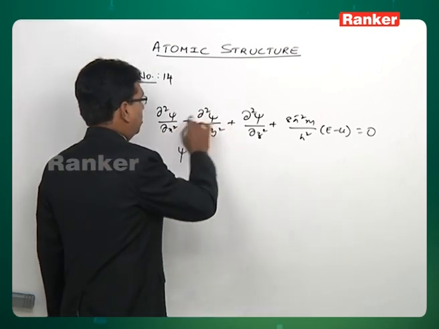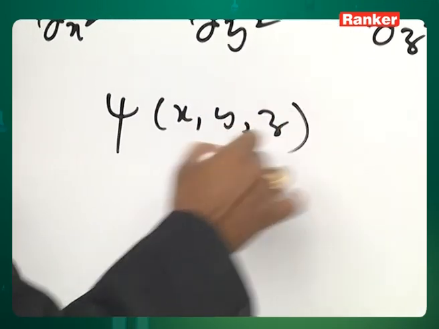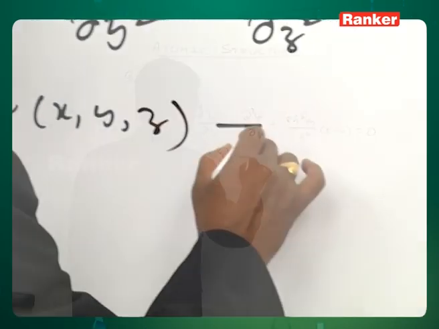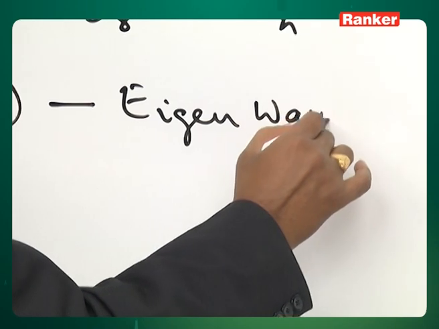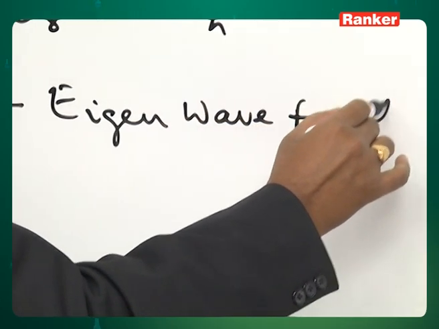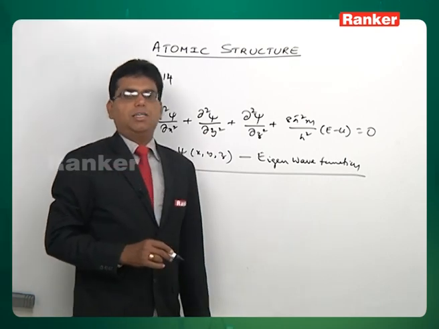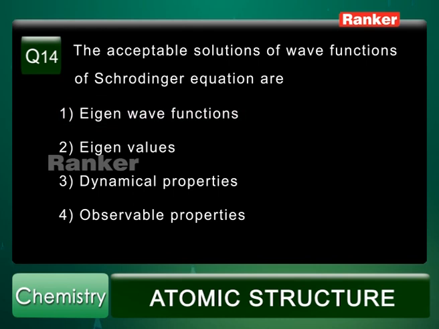So this second order differential equation, psi will have many solutions, and whichever are the acceptable solutions are what we call eigen wave functions. So this psi xyz is what we call an eigen wave function. So here the correct answer is option 1.